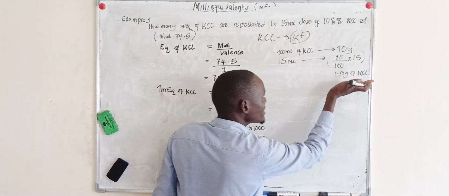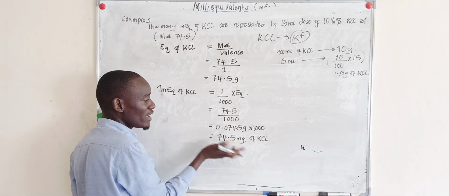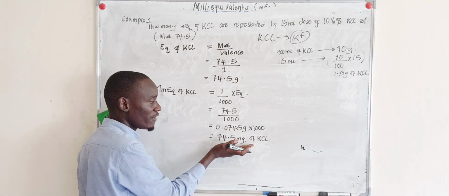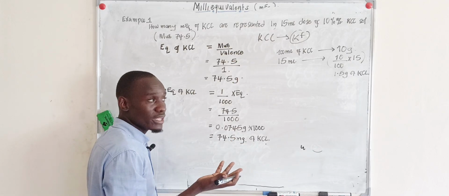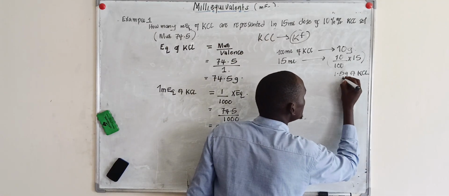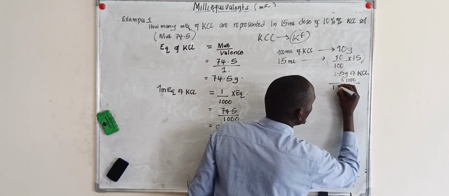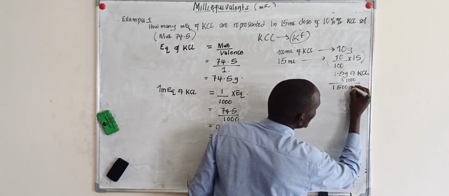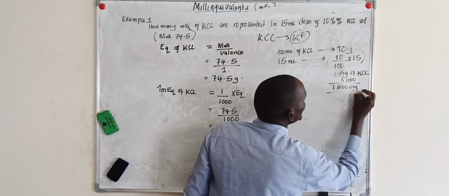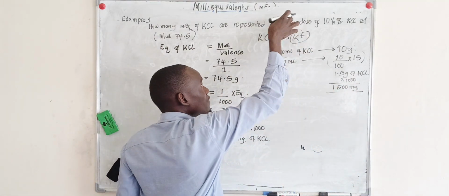But we need our answer to be in milligrams, since we know that 1 mEq contains 74.5 milligrams, so that we can create a uniform unit. To convert this into milligrams, we simply multiply by 1,000, such that we get 1,500 milligrams of potassium chloride in the 15 ml dose.